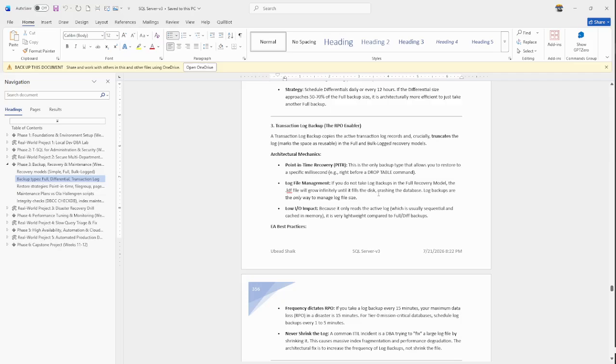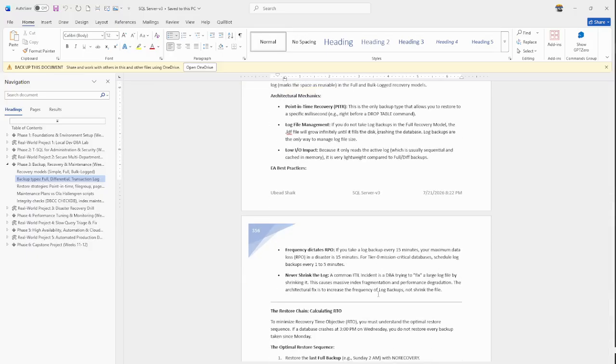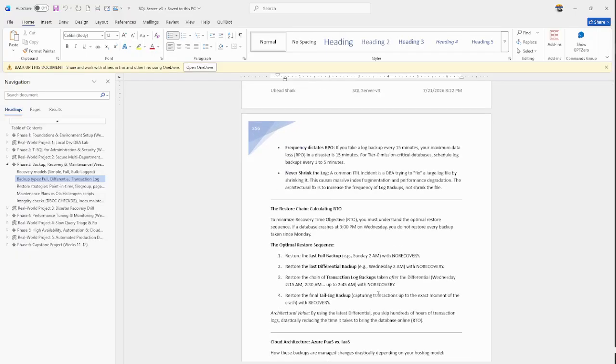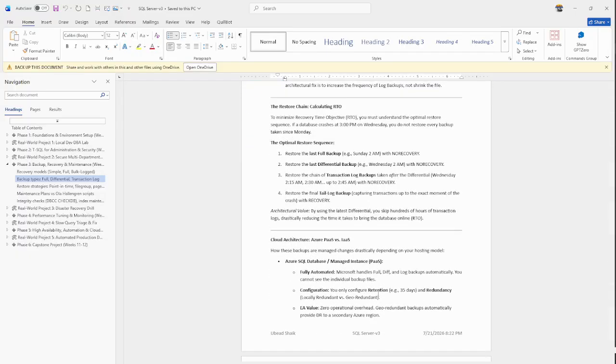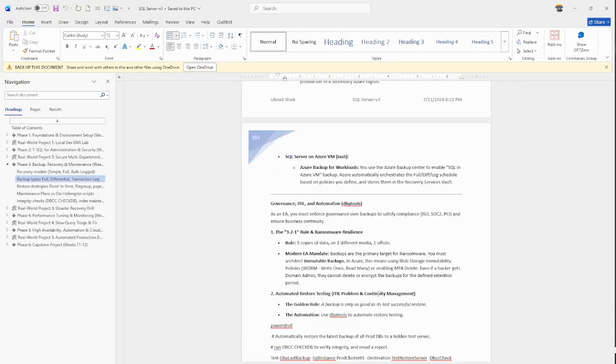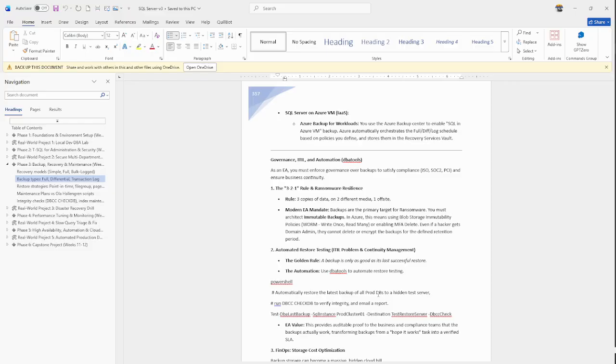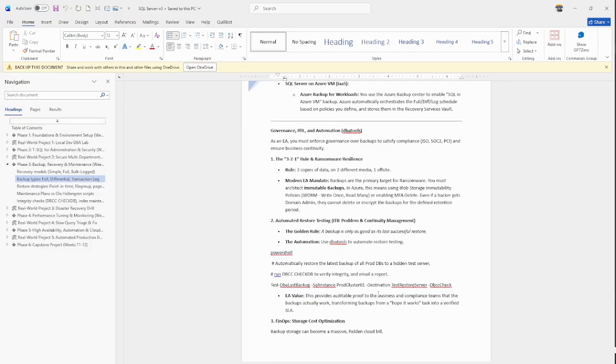That is how you will be dealing with it. Now you have the 3-2-1 rule here. What is the 3-2-1 rule? 3 copies of data, you need to keep 3 copies of data.